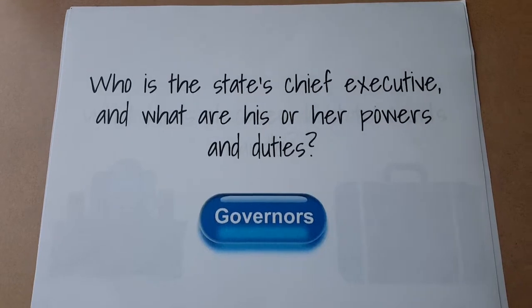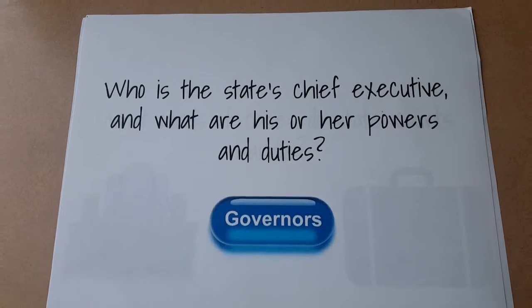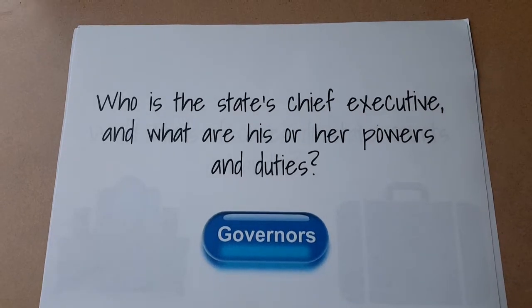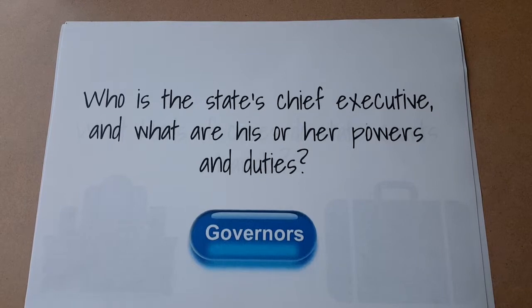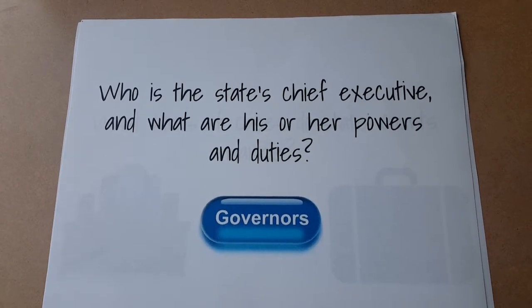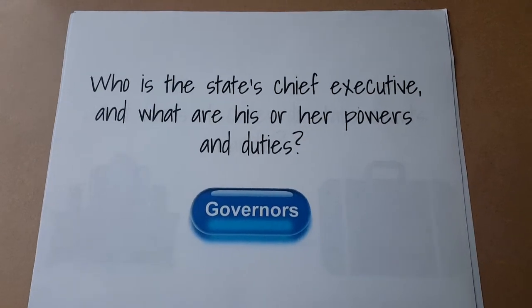Who is the state's chief executive and what are his or her powers and duties? The state's chief executive is the governor, and his or her duties are to run the day-to-day affairs of their state. The state's executive branch carries out laws made by the state's legislative branch.